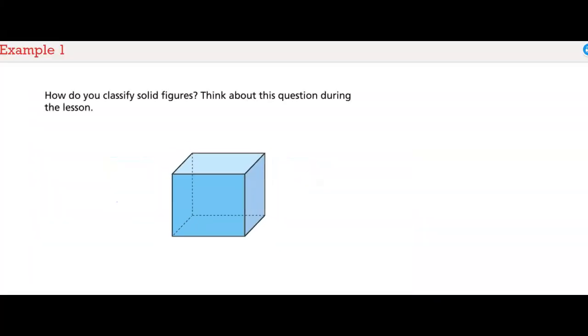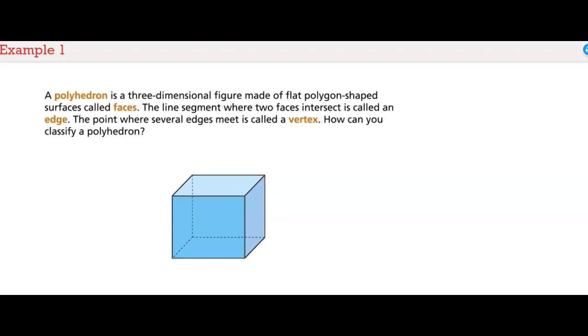How do you classify solid figures? Think about this question during the lesson. A polyhedron is a three-dimensional figure made up of flat, polygon-shaped surfaces called faces. The line segment where two faces intersect is called an edge. The point where several edges meet is called a vertex. How can you classify a polyhedron?